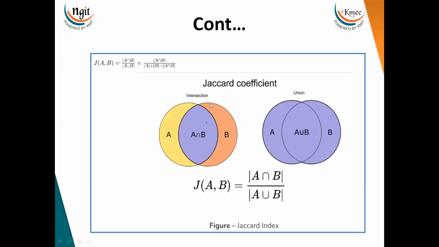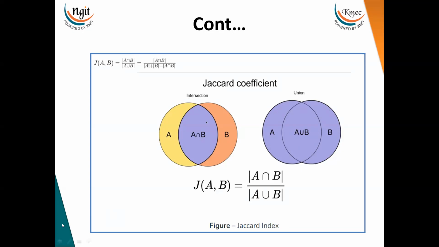First of all, you should know the difference between intersection and union. Say I have one set A and another set B. The intersection is what is common between A and B, and this is the symbol for intersection. Union is all the values of set A and all the values of set B together. This is called A union B. And the Jaccard index is the absolute value of A intersection B divided by A union B. So this is my Jaccard index.